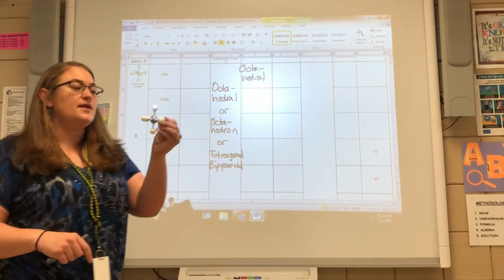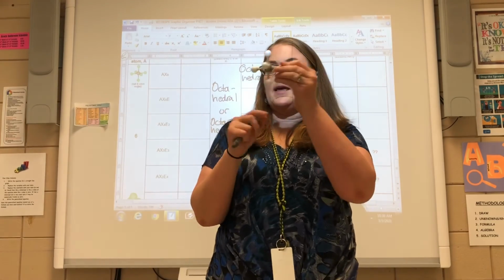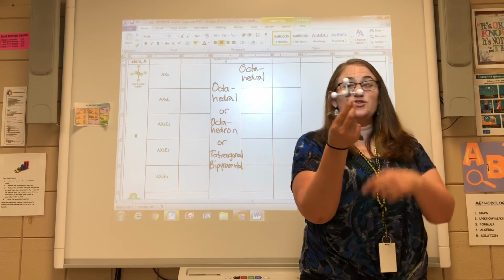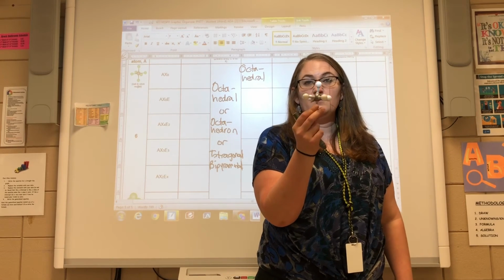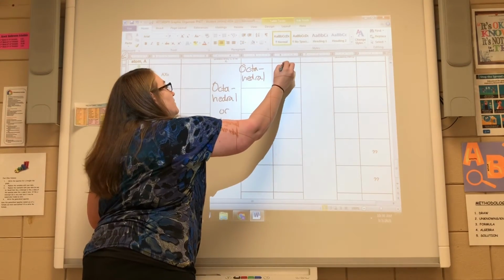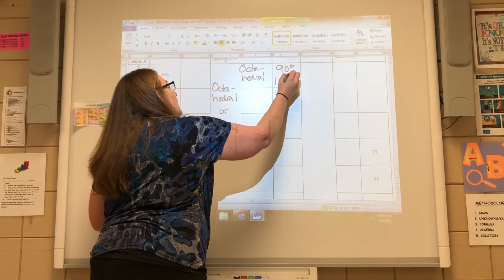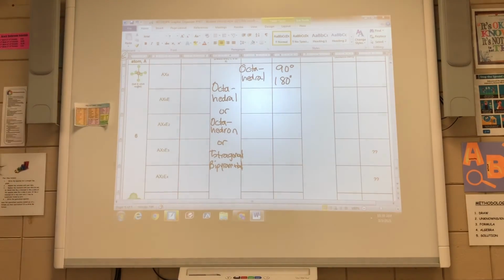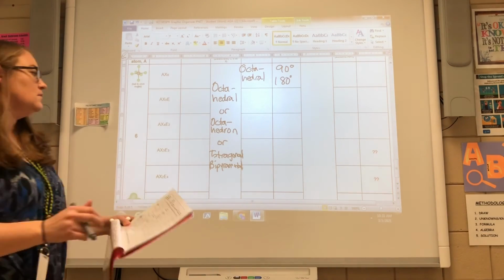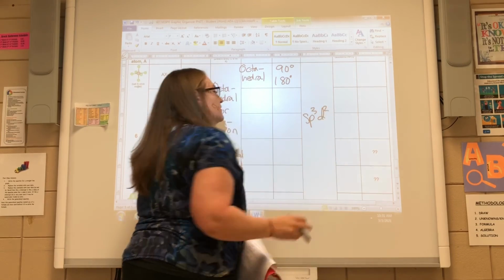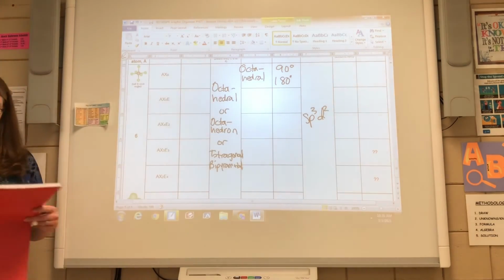So let's look at our bond angles. What bond angles do you see? Without me pointing them out, what bond angles? 180, because you see a bunch of straight lines, right? You see 90s. That's it. So you've got 90 degrees and you've got 180 degrees. Your hybridization, you're getting into sp3d2.